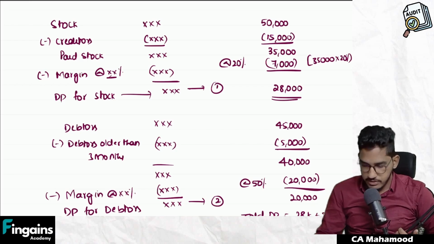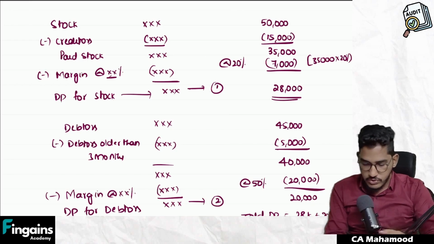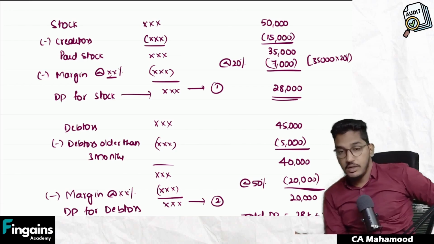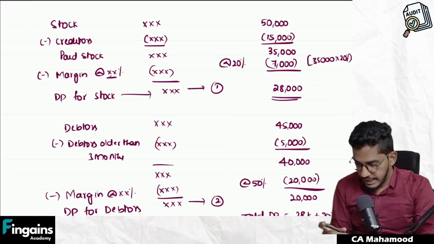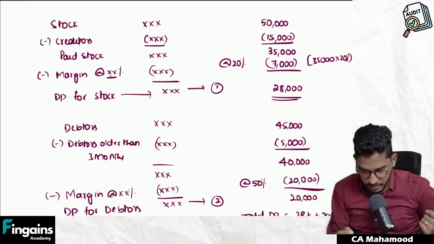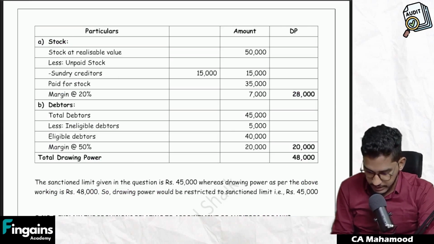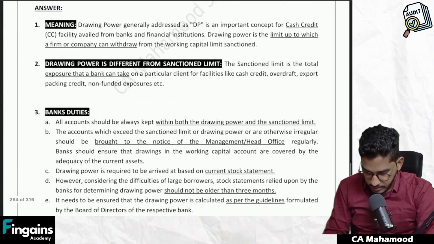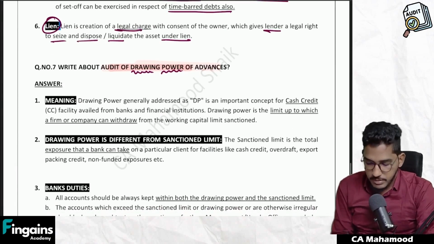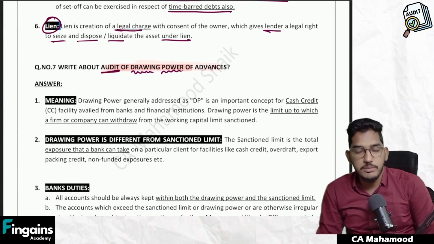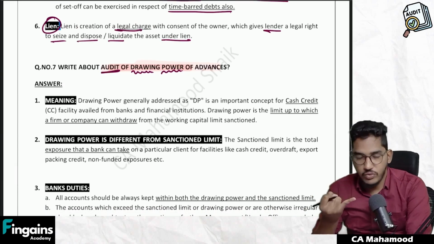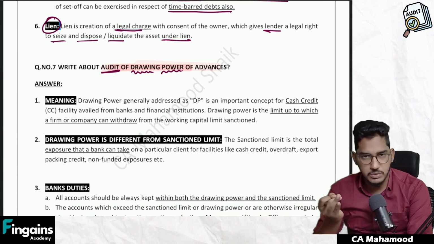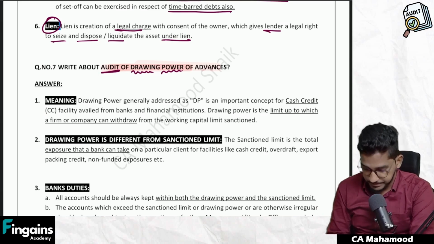Now let us read the answer from the material. So since we are done with the calculation part also, whatever I have explained and few more additional things, we will try to get it in the material. So let us try to read it. So there the question is about how to conduct audit of drawing power of advances. I explained you what is drawing power. Now we will try to look into how to conduct audit, what aspects we will try to verify.